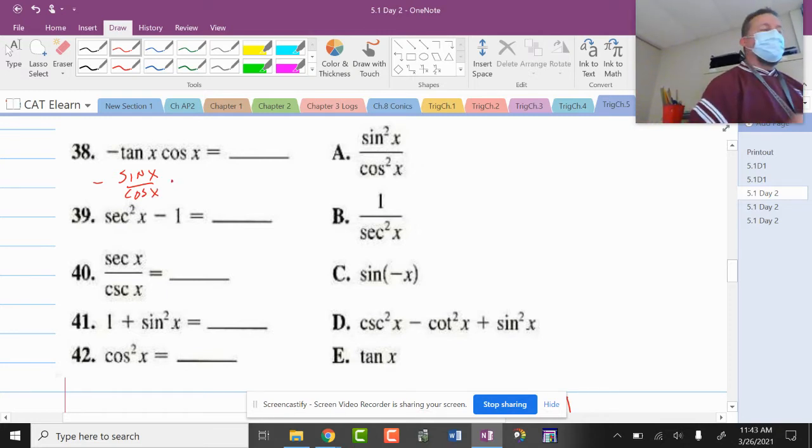Now, here's where students go crazy. Cosine, isn't that 1 over secant? Right? Remember I said that. Does that help? No, you want to keep everything in terms of sine and cosine because they're like variables. We want them as like terms, so to speak. Who cancels, everybody? The cosines.